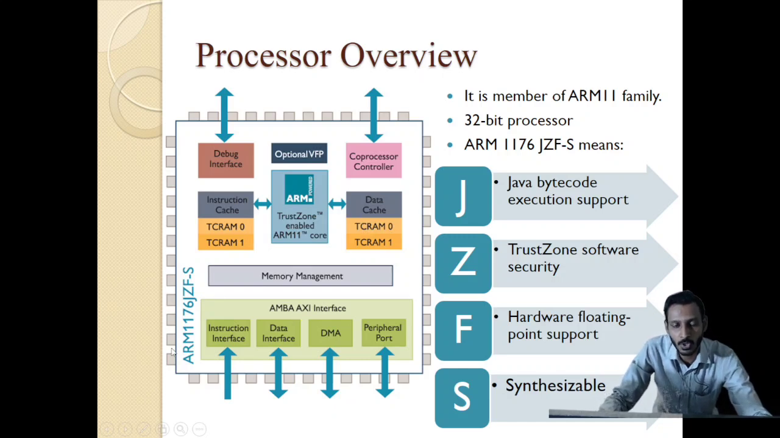Now coming to the processor name, our processor name is ARM1176JZFS. Now JZFS means, as you can see on the right hand side, J means it supports the Java bytecode execution facility, which is also called Jazelle support, and Z means TrustZone software security. This TrustZone software security is to secure your total ARM processor from other vulnerability conditions. Then F means it supports hardware floating point, and S means synthesizable.